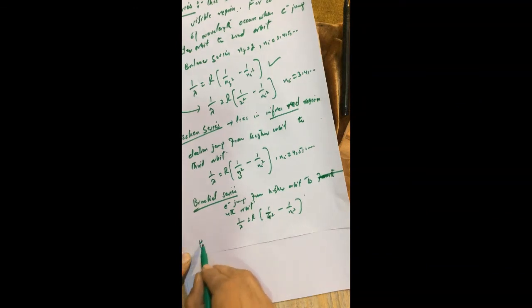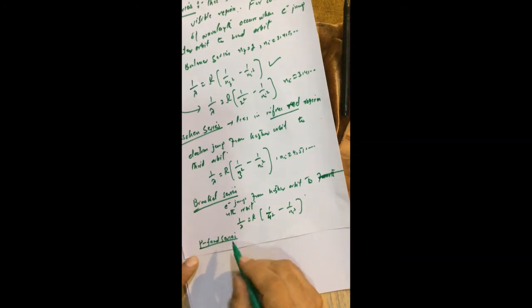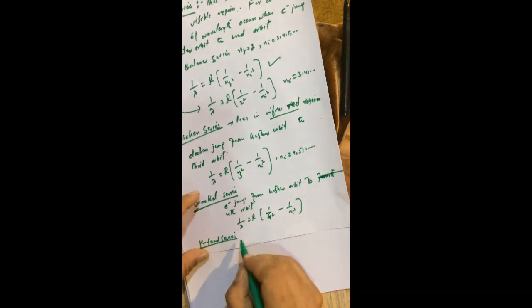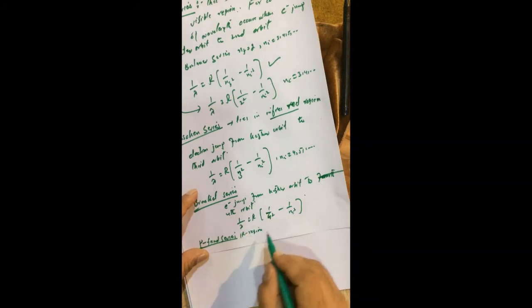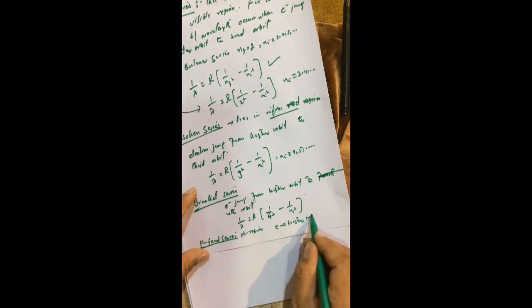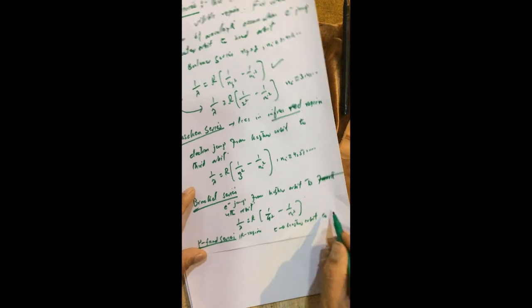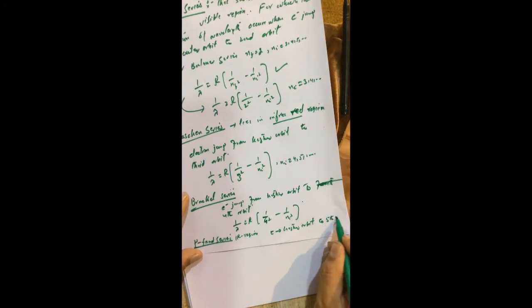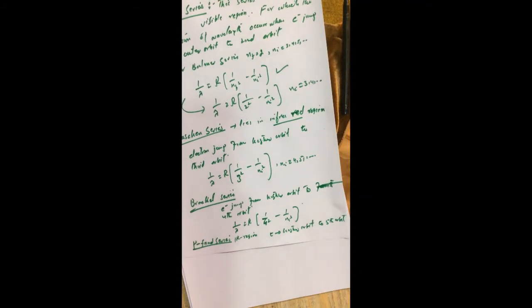The last series is called Pfund series. This series also lies in the infrared region, and it comes from the transition of electron from higher orbit to fifth orbit.